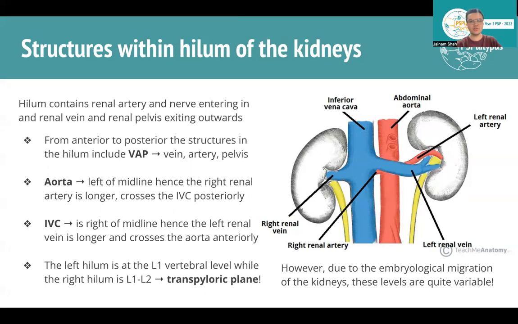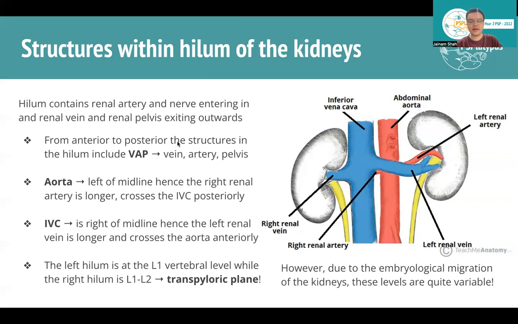So as you can intuit, the renal artery and the renal nerve are going into the kidneys, so they're going to enter through the hilum. And then the renal vein is draining stuff from the kidneys. The renal pelvis is draining urine from the kidneys. So they're going to exit outwards from the hilum.